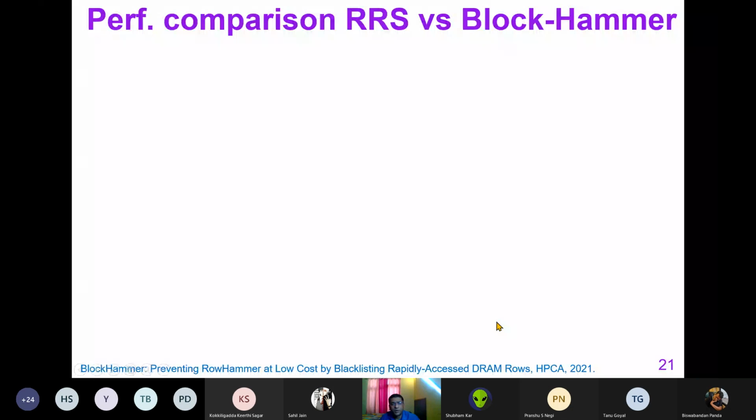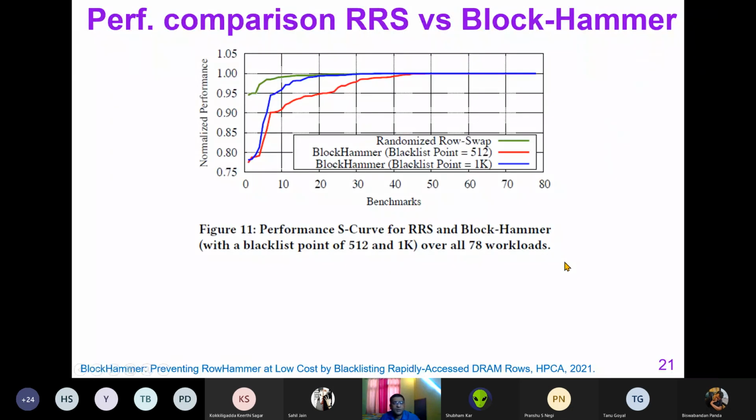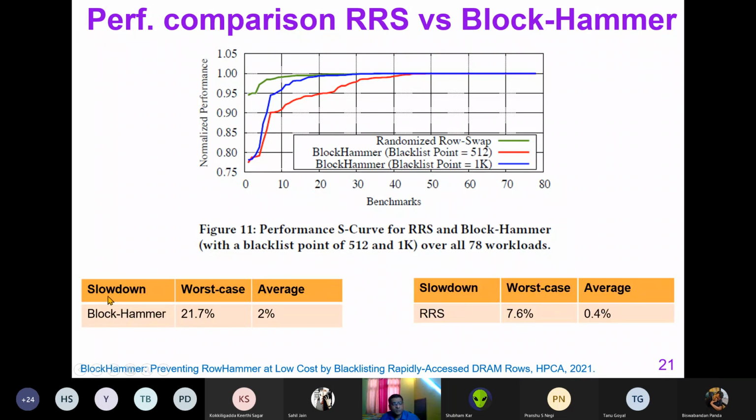So they have compared the proposed RRS methodology with BlockHammer. Here are the observations. Slowdown with BlockHammer is around 21.7% at maximum and 2% on average. And slowdown with RRS is around 7.6% at maximum and on average 0.4%. So 21.7% is a comparatively big penalty. This is what they have published in HPCA 2021.